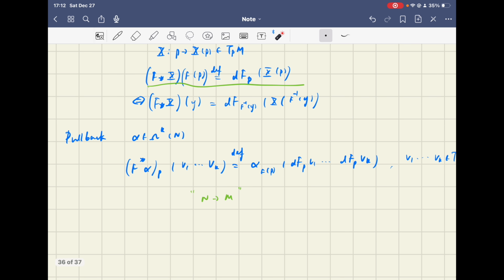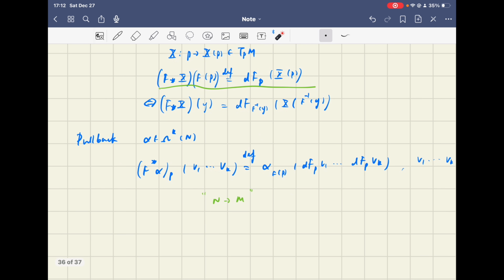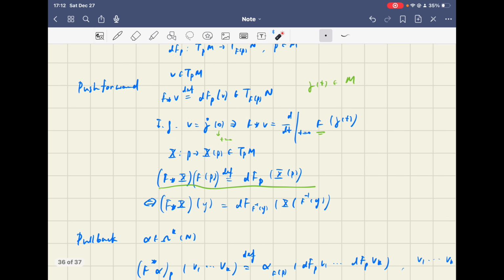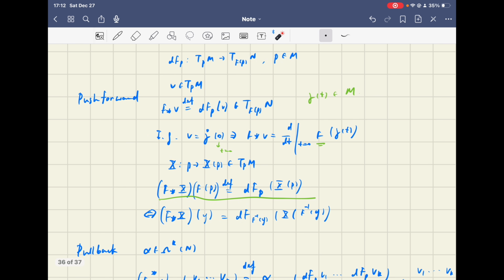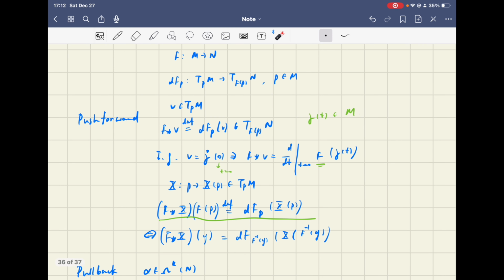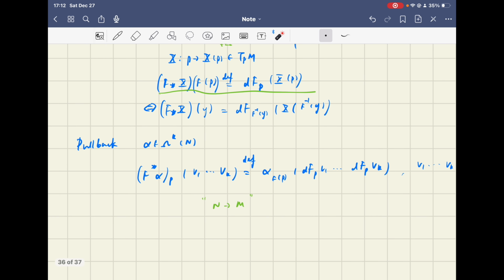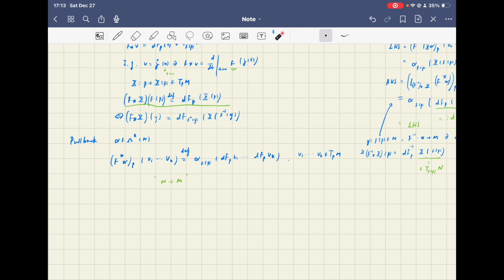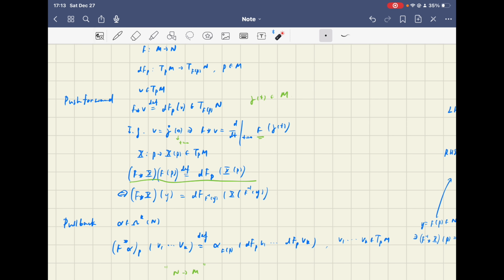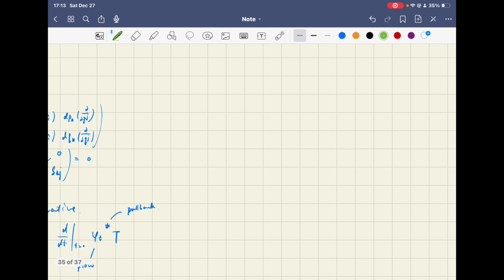So here's the reverse of push forward. Instead of pushing a tangent vector or a vector field on M forward to the manifold N, you're pulling a K form on manifold N back to M, where it could be successfully used. These two concepts will help us actually define what a canonical transformation is.